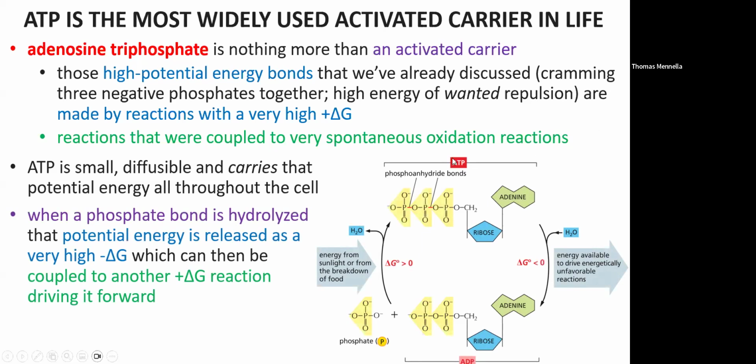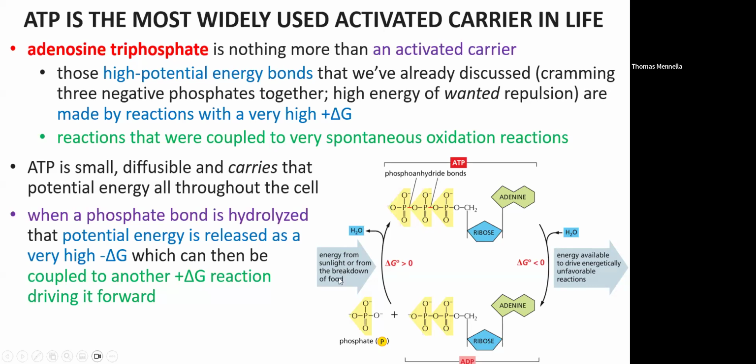So if we start up here with ATP, adenosine triphosphate, 1, 2, 3 phosphates, all negatively charged, all held together by these high energy bonds, these bonds that are combating the repulsive energy of want of these negative charges trying to repel. We can make this bond starting with adenosine diphosphate and a single phosphate group. We can make this third bond and add this third phosphate by adding energy into the system. Energy has to go into that reaction because that reaction has a positive delta G.